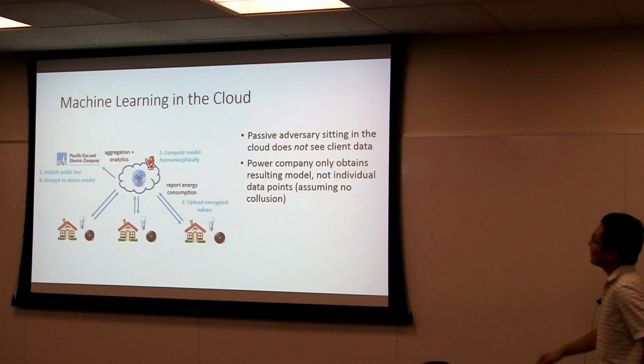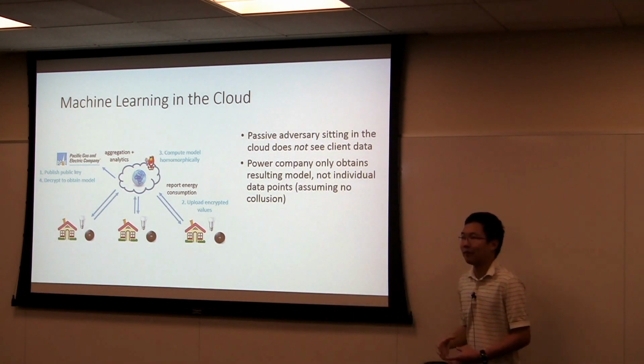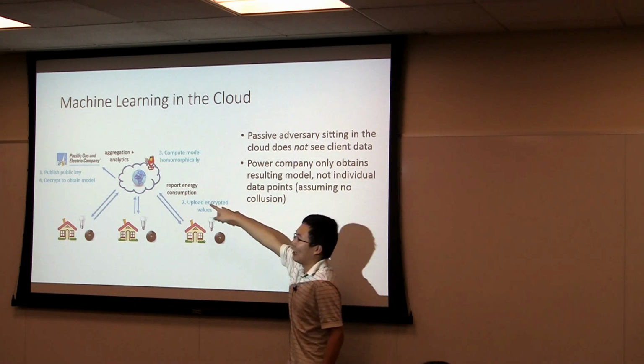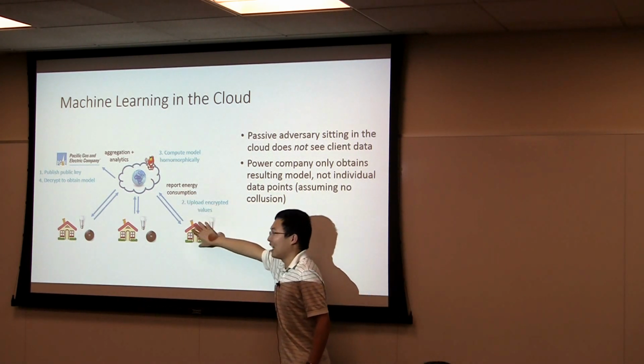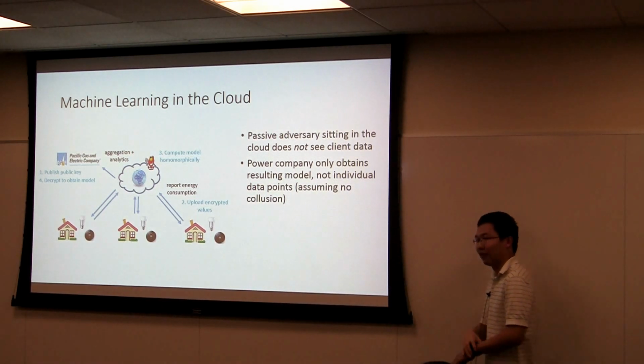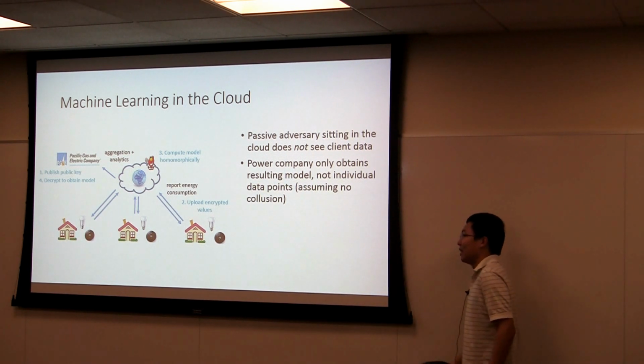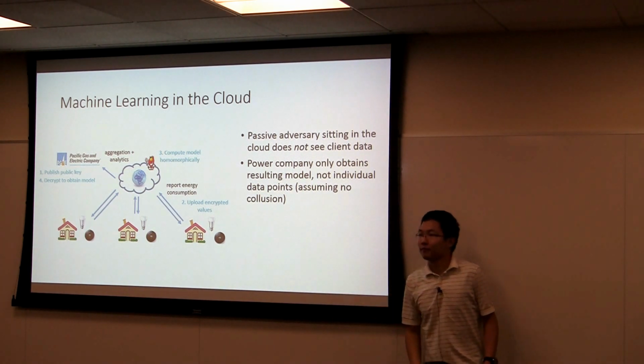OK, so the second observation that we have is that the power company only obtains the resulting model. So as long as the power company and the cloud do not collude, then any of the individual user information is actually preserved. So we have to make a weak non-collusion requirement if we want to say the power company should not be able to see the individual data.